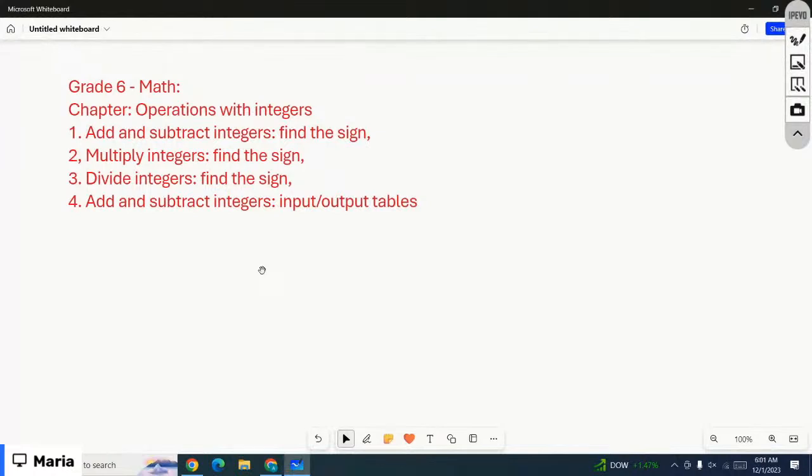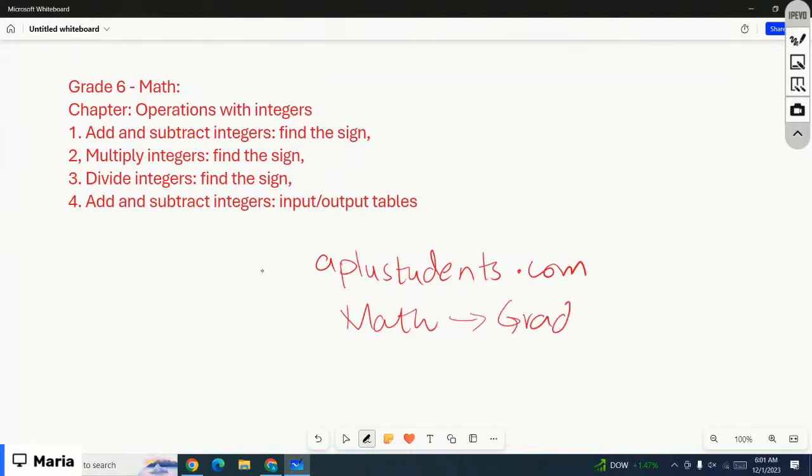We are here for grade 6 math. You can find all the lessons on aplusstudents.com. You have to log in there using your email address, and the password is provided by the administrator. Then you have to select math from the subject. Scroll down to grade 6 and then click on view all lessons. There you can find a list of the chapters.